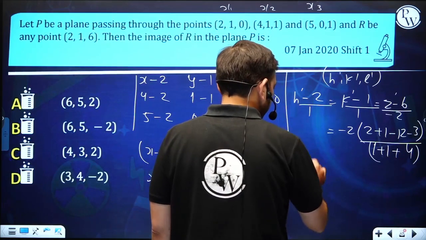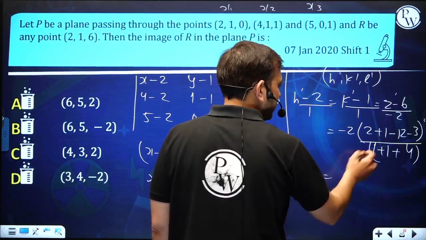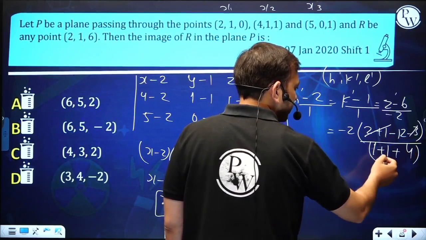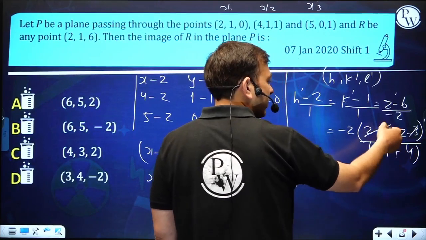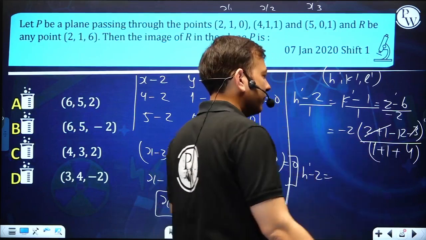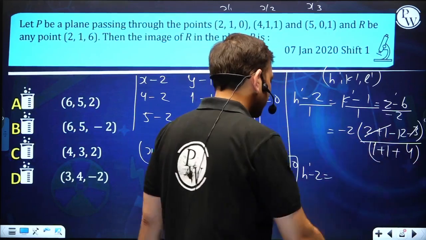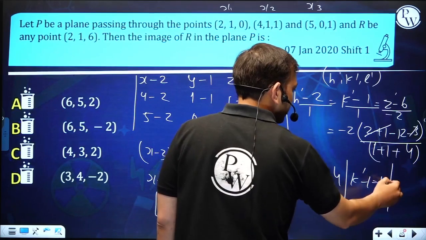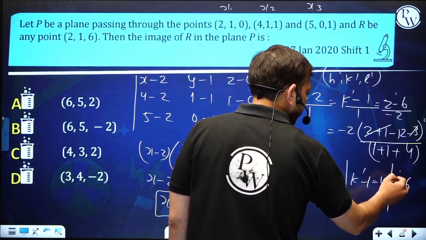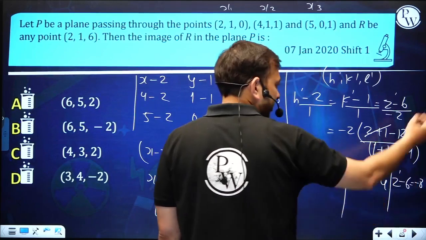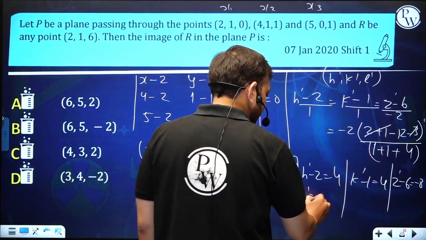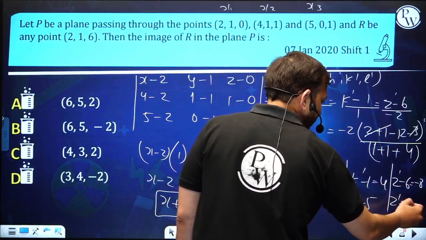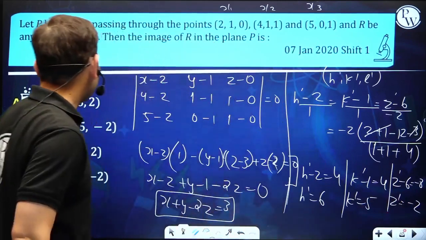So now, sir, h dash minus 2 is equal to, here 2 plus 1, 3, 3 got cancelled. This is 6. So 6 ones are 6, 2 twos are 4, I will get 24, because this is 24, 24 by 6 is 4. So 4, k dash minus 1 is 4, z minus 6 is equal to minus 8, because minus 2 into 4. So h dash is equal to 6, k dash is equal to 5, z dash is equal to minus 2. 6, 5, minus 2, option B.